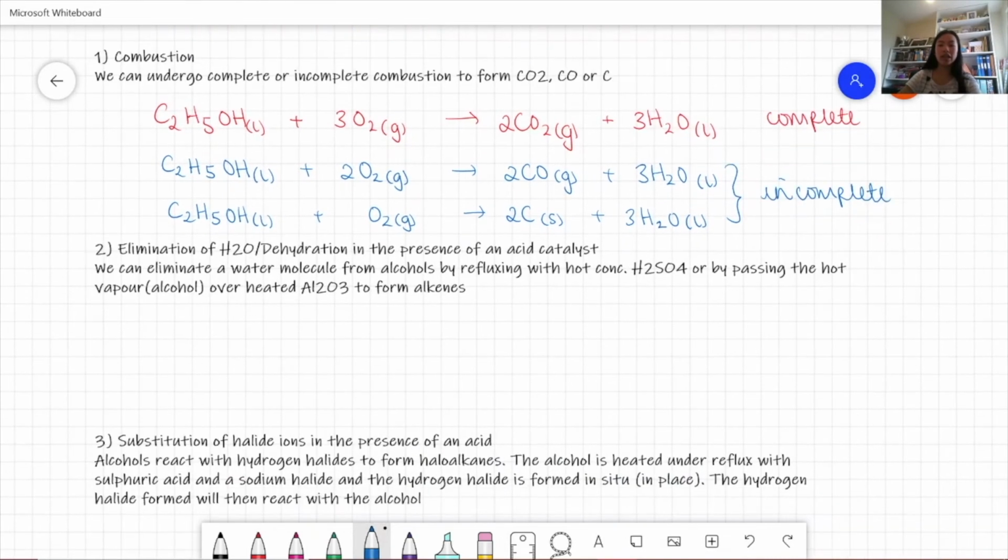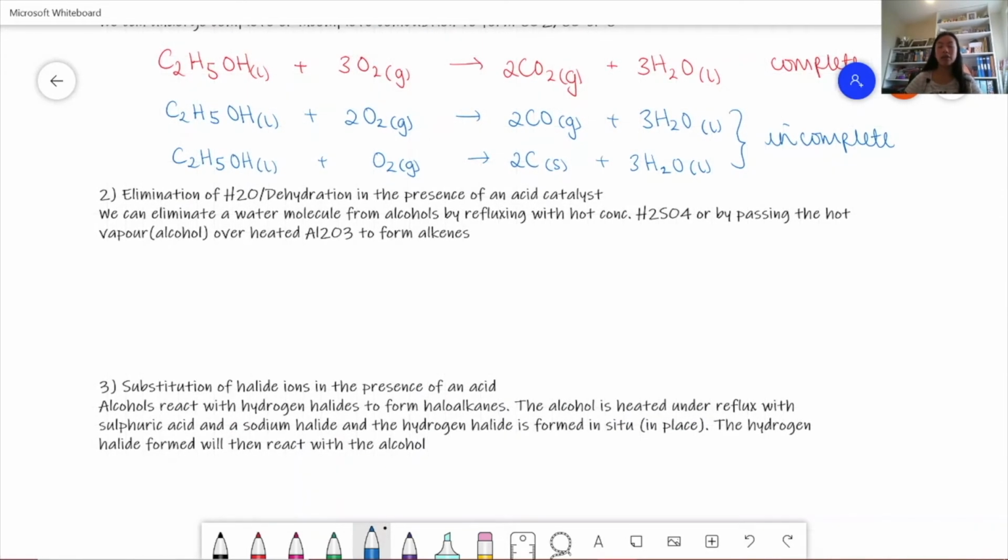Now we're going to look at the elimination of water, or it can be called dehydration because we're getting rid of water, in the presence of an acid catalyst. So we can eliminate a water molecule from alcohols by refluxing it with hot concentrated sulfuric acid, or by passing the hot vapor over heated aluminium oxide to form alkenes. So the aluminium oxide would act as a catalyst in that reaction.